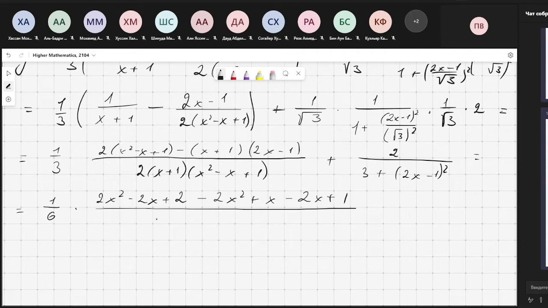Okay, we can break it. Here x plus 1 plus 1, 2 times 3 plus 2x minus 1 squared. Okay. Find 2x squared minus 2x squared, delete. Then minus 2x plus x is minus 3x. And here 2 plus 1 is 3. 3 minus 3x. 3 minus 3x.